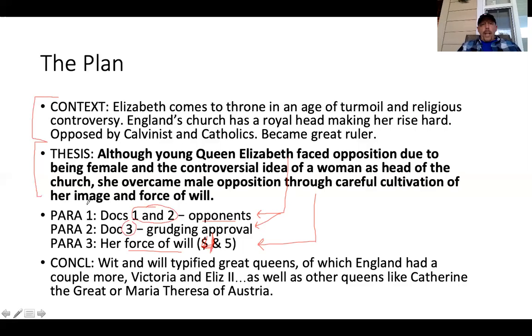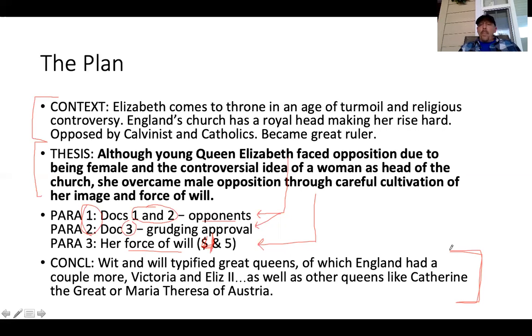Okay, could I combine these two? Sure, I could. I could write a 3-paragraph essay. That's going to be fine in a 45-minute, very short time period that you have. If I want to extend, get that 6 point, as we like to call it, I can compare her perhaps to Victoria and Elizabeth, saying England has had great queens and she was one of them.